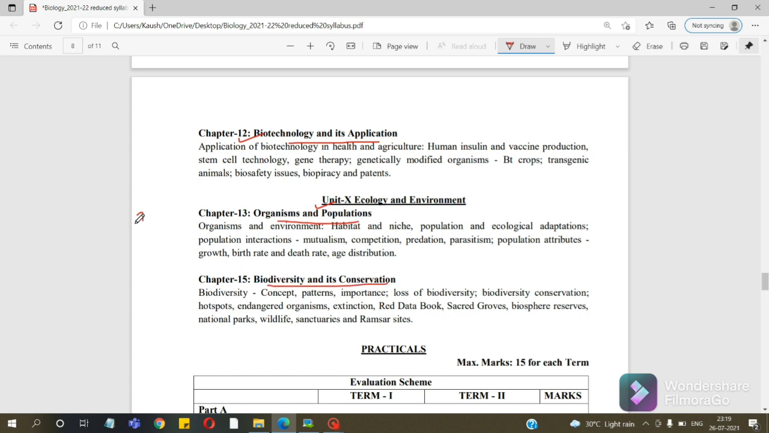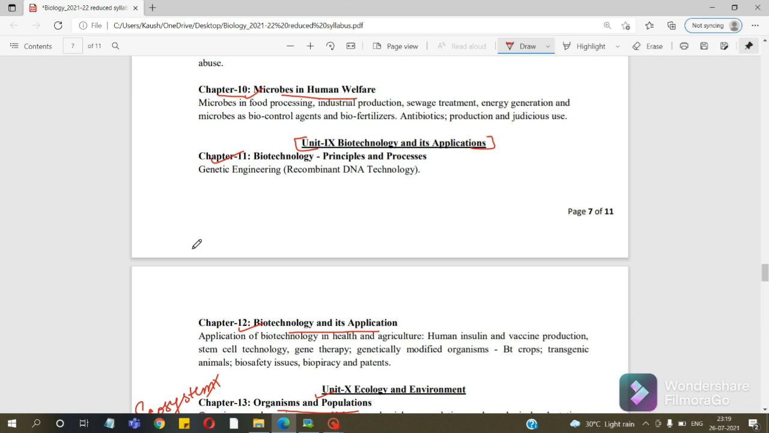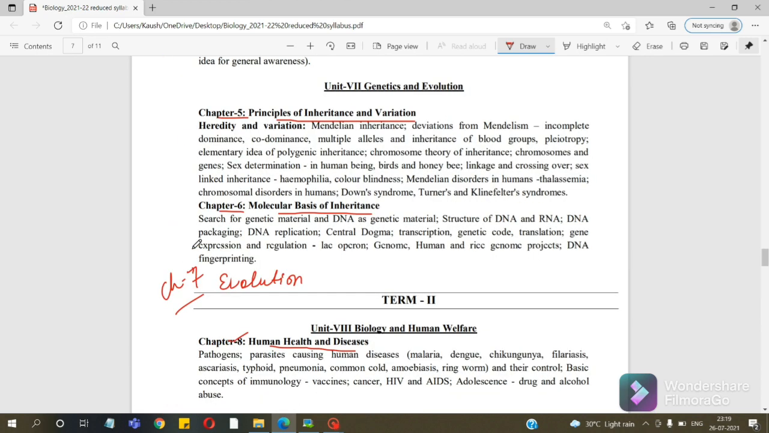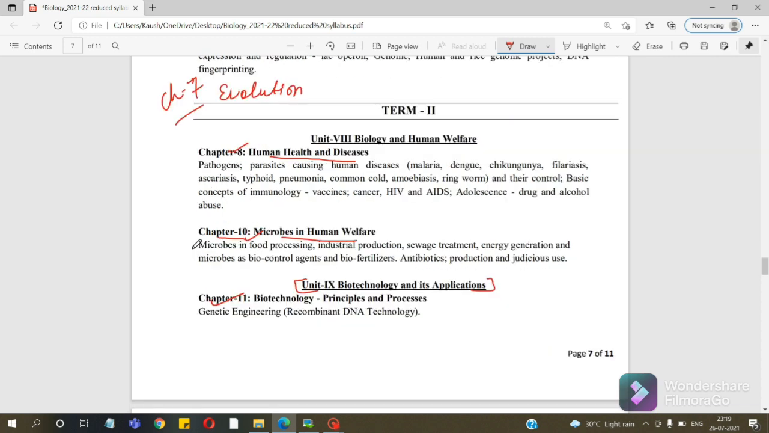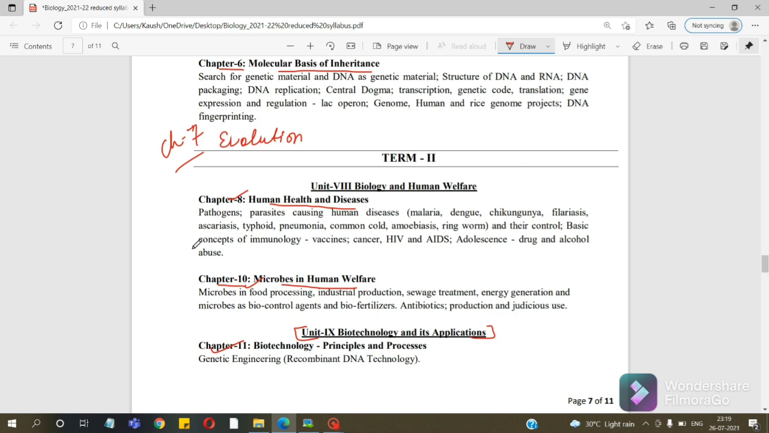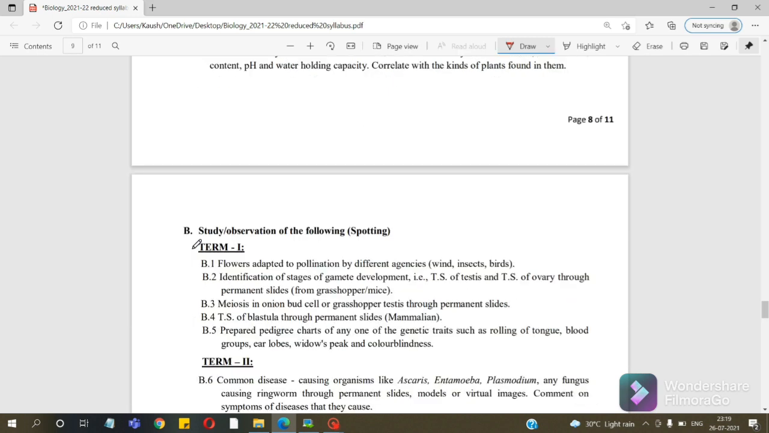The chapter ecosystem is not there. The chapter environmental issues is not there this time. Next, strategies for enhancement in food production, that chapter is also not there from unit 8. Only 2 chapters are there from that unit.